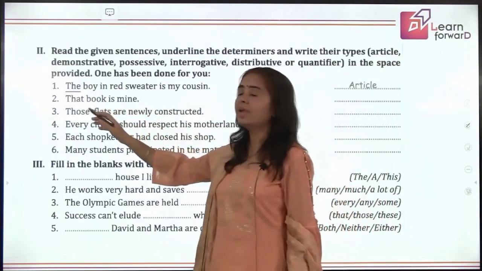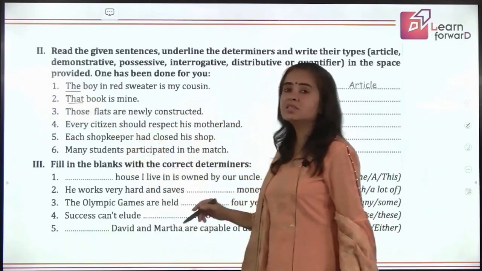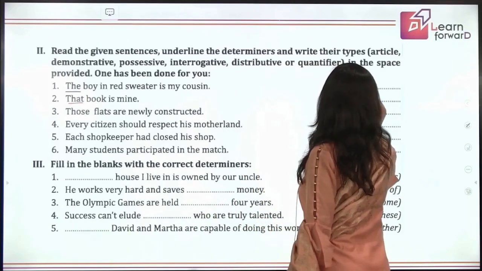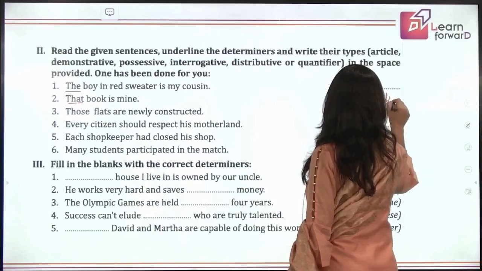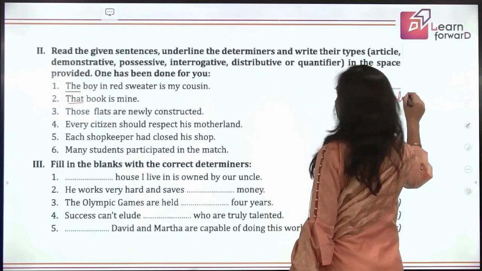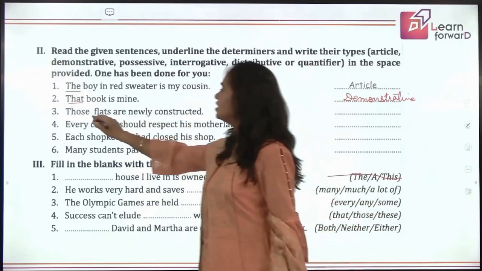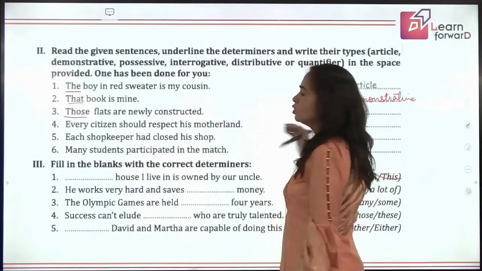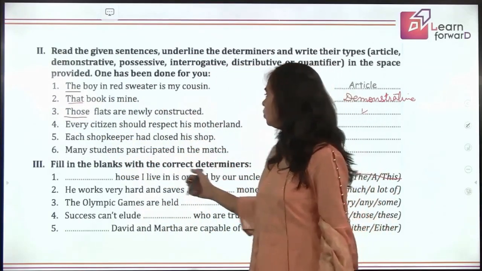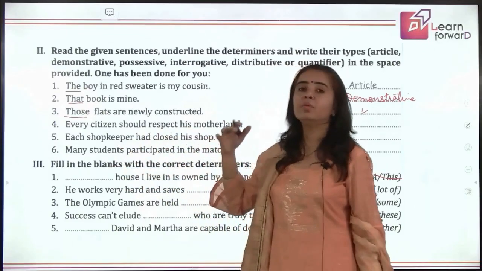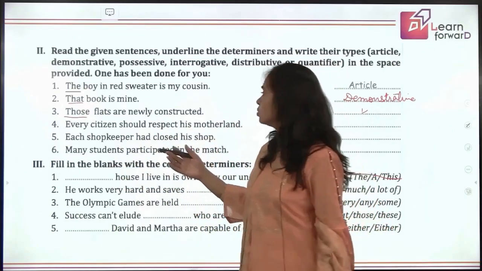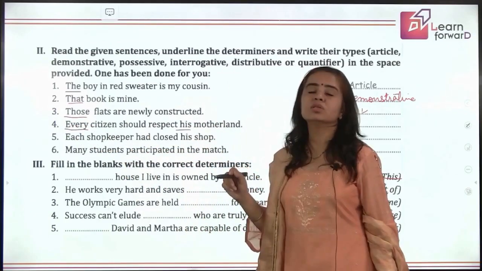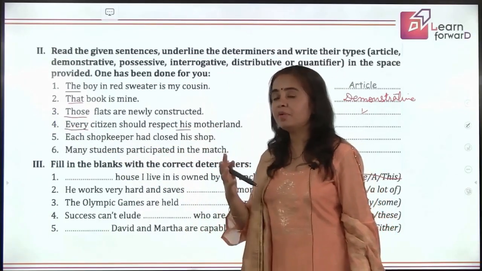Dash book is mine. Perfect. That is which determiner? You have to tell. That is a demonstrative. The first one is the article. And here it is demonstrative. Coming to next, those flats are newly constructed. This is again demonstrative. So you can do this exercise, easy one. And remember, there can be more than one determiner also. Like here, every is distributive and his motherland. So this is possessive. So there can be more than one.